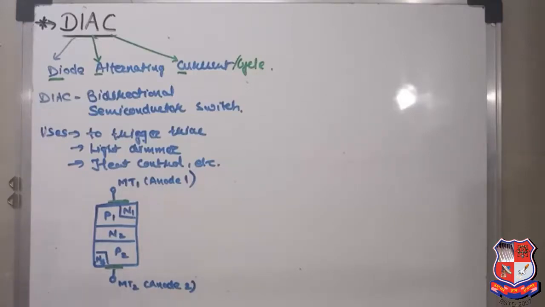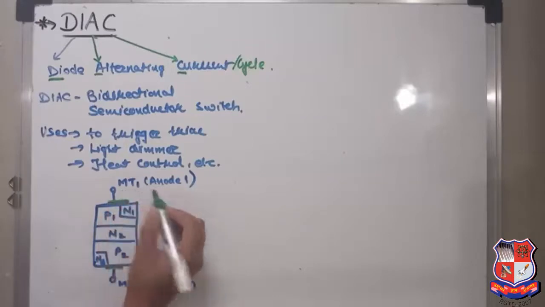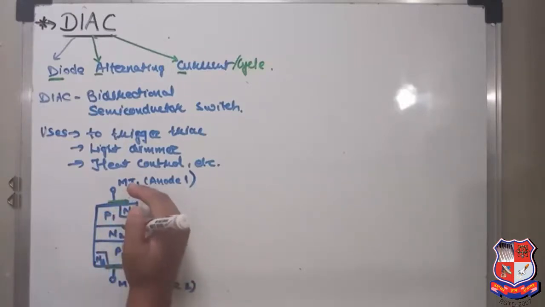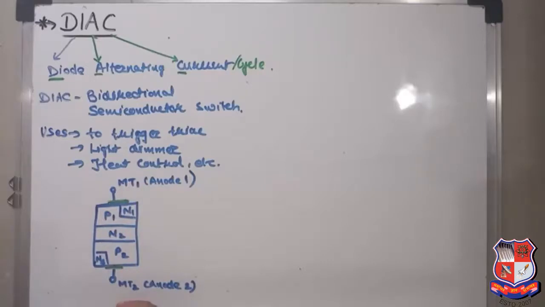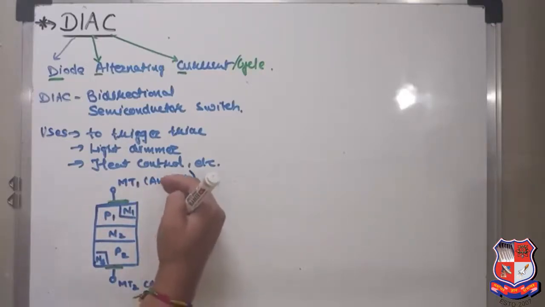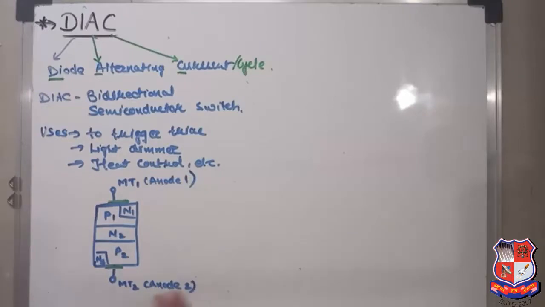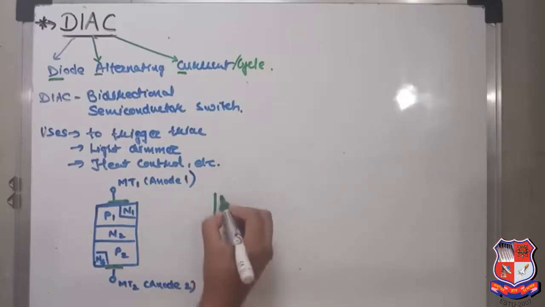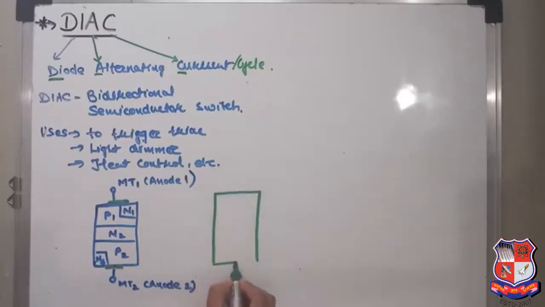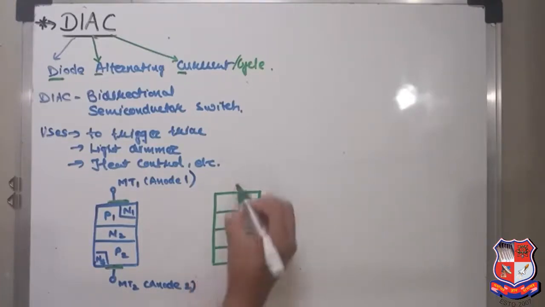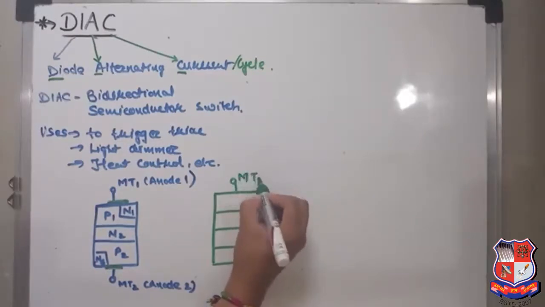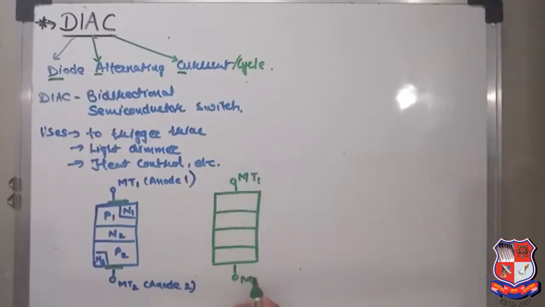Now that will be understood by the VI characteristics of a diac. Now what is the working of a diac? The working is like that. When main terminal 1 is made positive with respect to main terminal 2, or you can say anode 1 is made positive with respect to anode 2, at that time what will happen? See here, main terminal 1 and here main terminal 2.